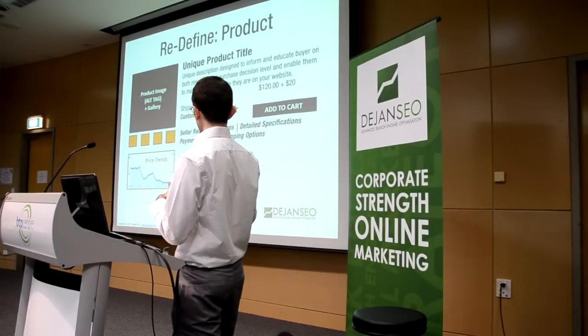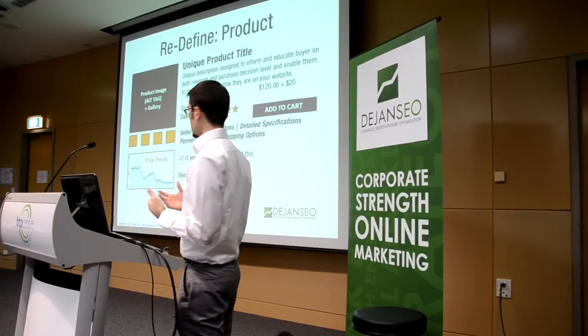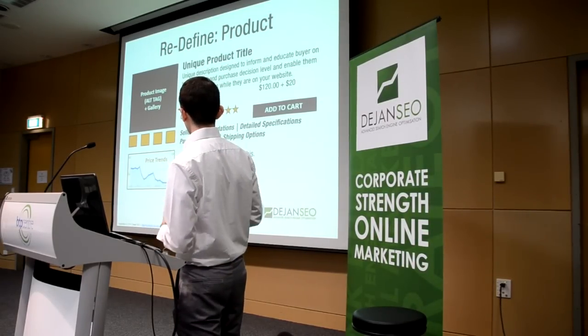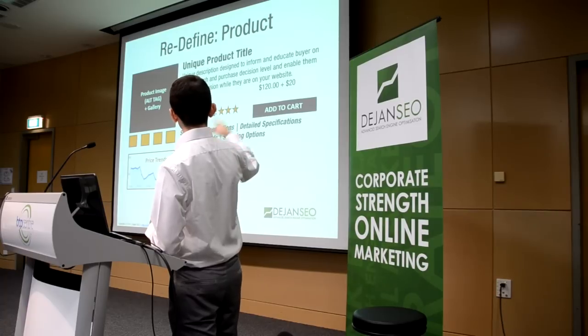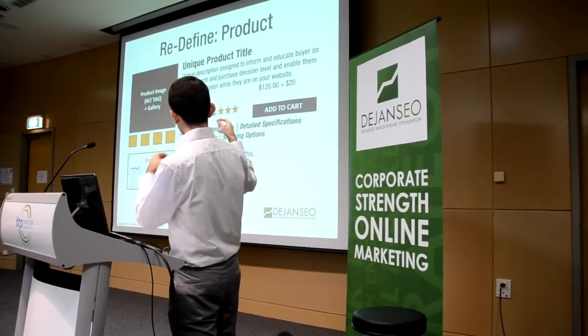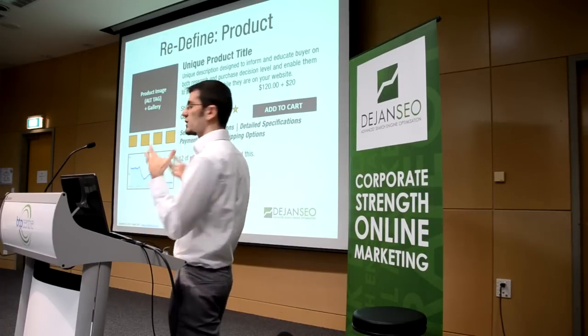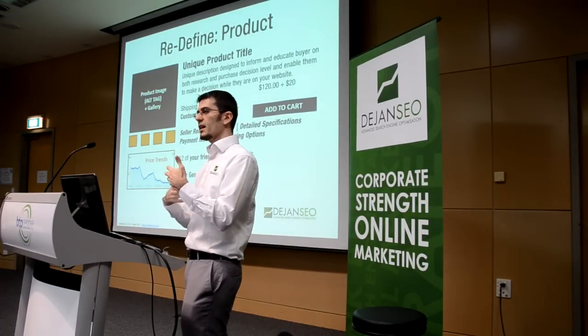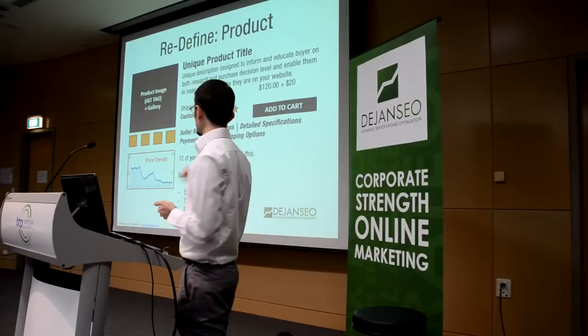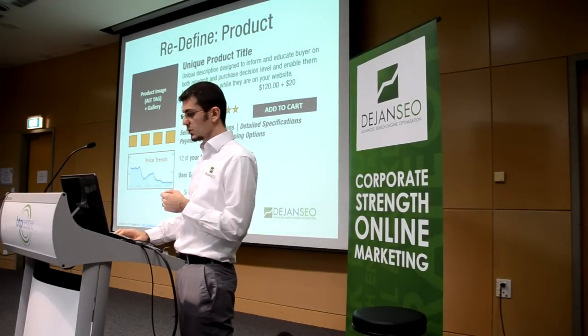So I want you to think about maybe a gallery, price trends, user-generated content, aggregated ratings, user reviews, and all sorts of things like that to enrich, because you need to stand out from everyone else when it comes to your product description, content uniqueness.